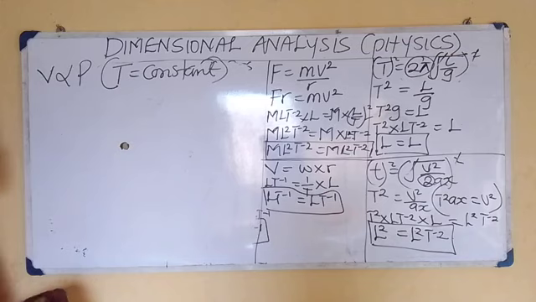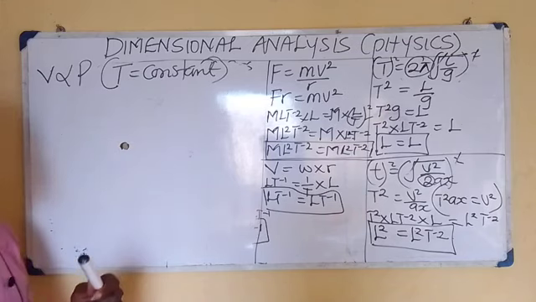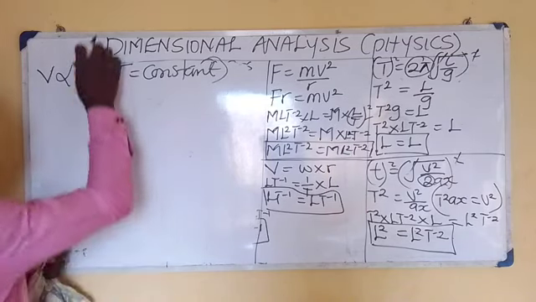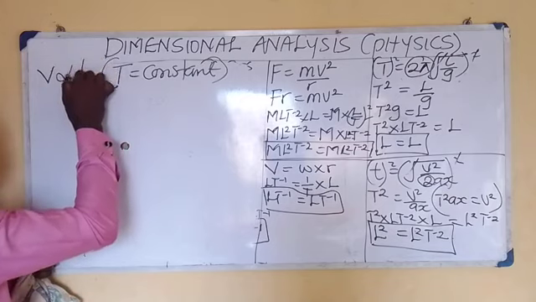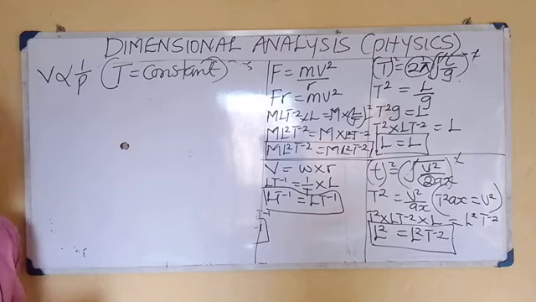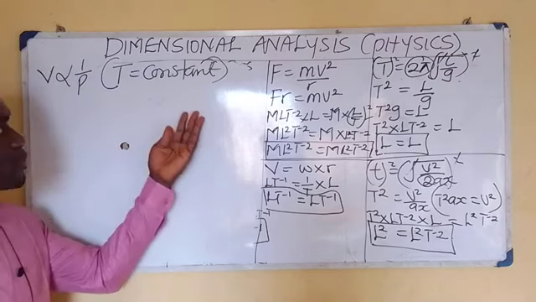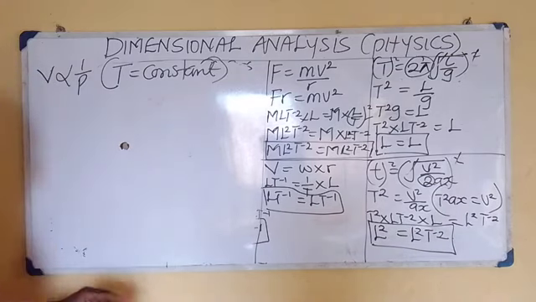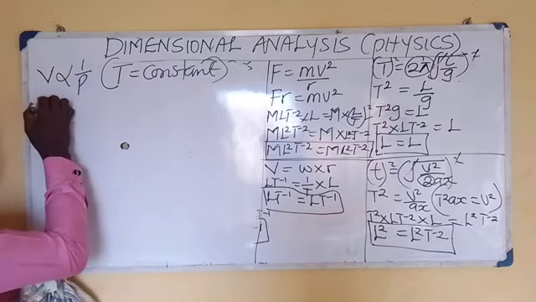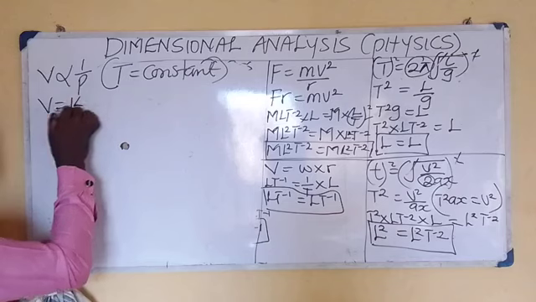Boyle's law states that the volume of a given mass of a gas is inversely proportional to its pressure, provided that the temperature is kept constant. So how do you go about it? So this V equals K over what? P.